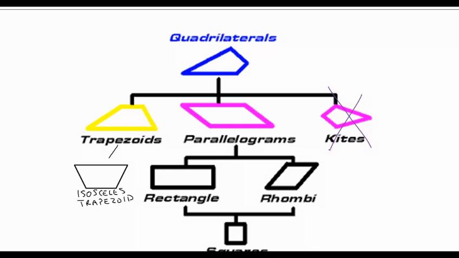Under parallelograms is a whole bunch of stuff. You can see under parallelograms it breaks down to rectangles or rhombi. The plural of rhombus is not rhombuses, it's rhombi. And then on the bottom is squares. So basically what this is saying, if I ask you, what is a square? A square is a rectangle, it is a rhombus, it is a parallelogram, and it is a quadrilateral. It would fall under all 4 of those scenarios.